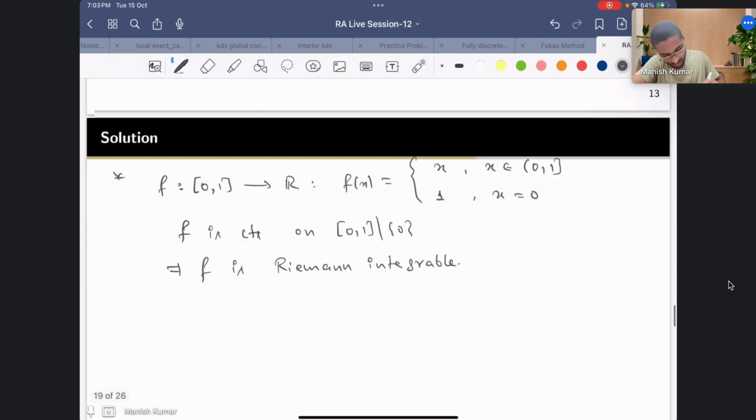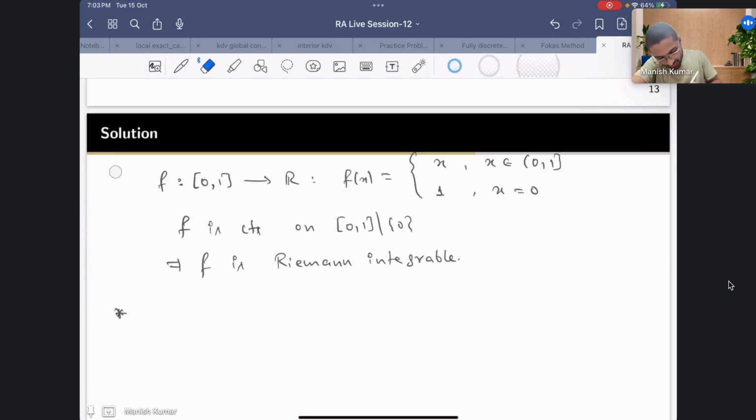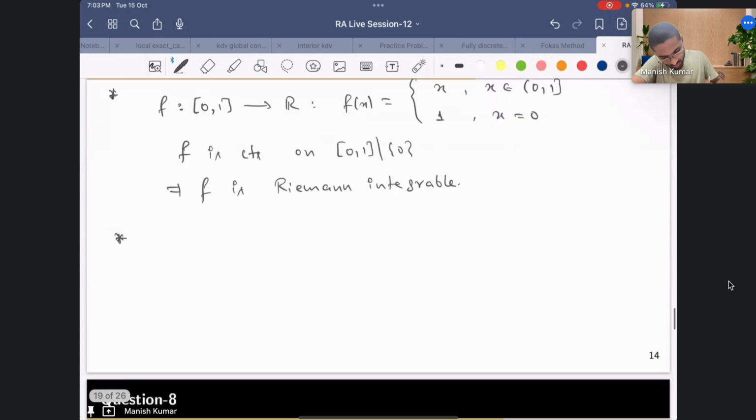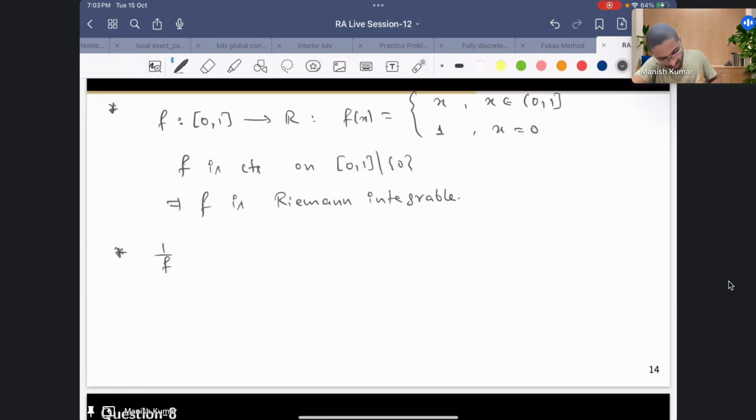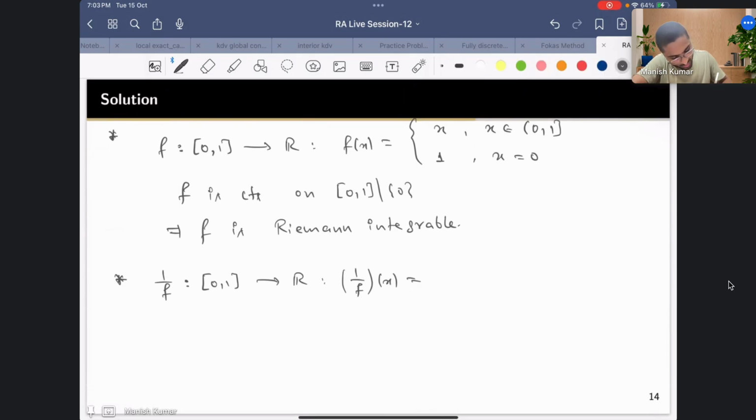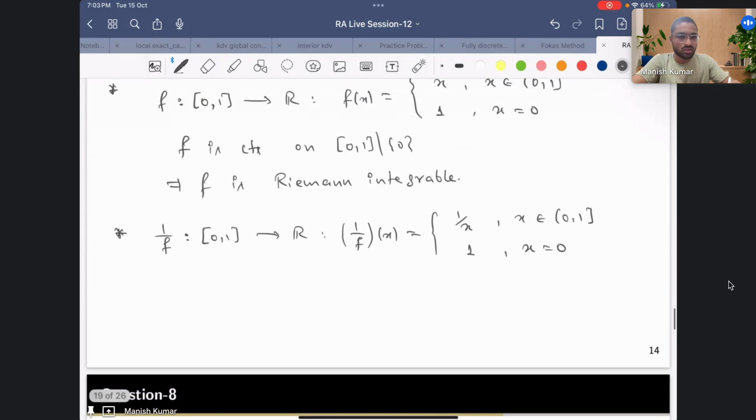Now what will be 1 by f? So 1 by f, again it's defined from [0,1] to R, and 1 by f of x would be given by 1 by x when x is in the open-closed interval (0,1], and it would be 1 when x is equal to 0. Now you can clearly see that this function is not Riemann integrable, right?